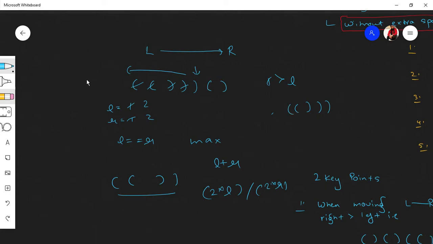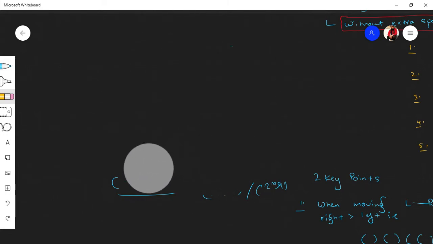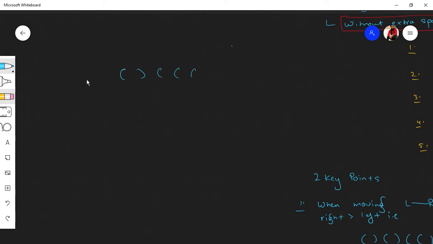When R is greater than L, when there are more closing and fewer opening brackets, this means that after a certain point our string gets invalid. I'll give you so many examples, it will get clear directly. I'll just show you when our substring will get invalid. Something like this.